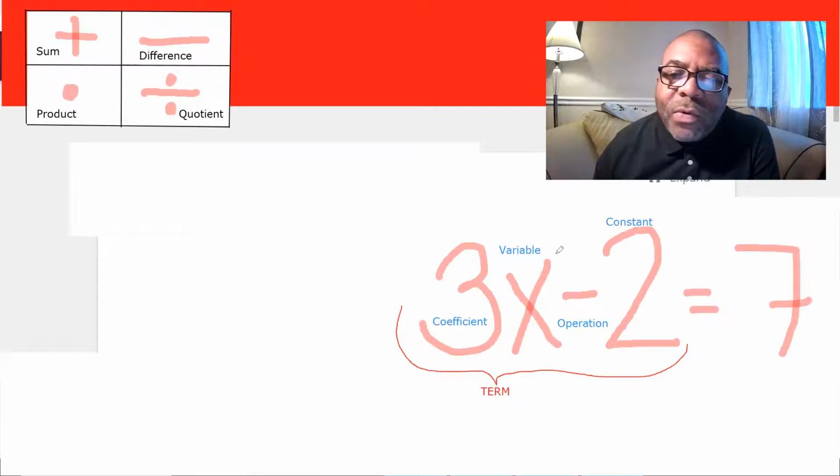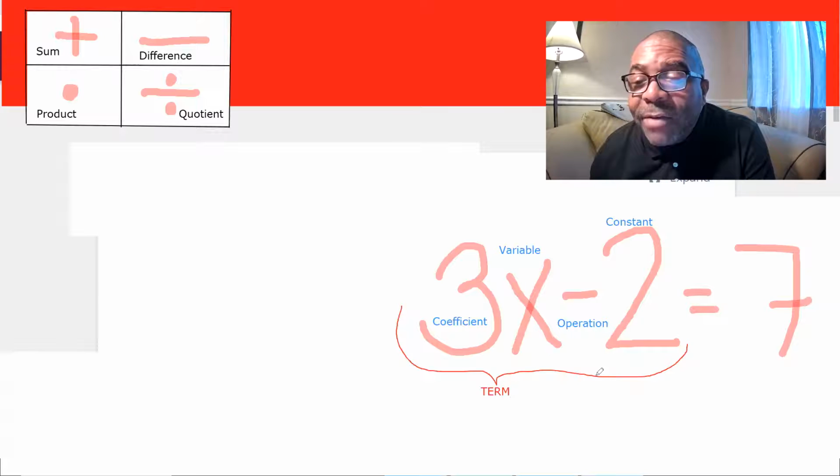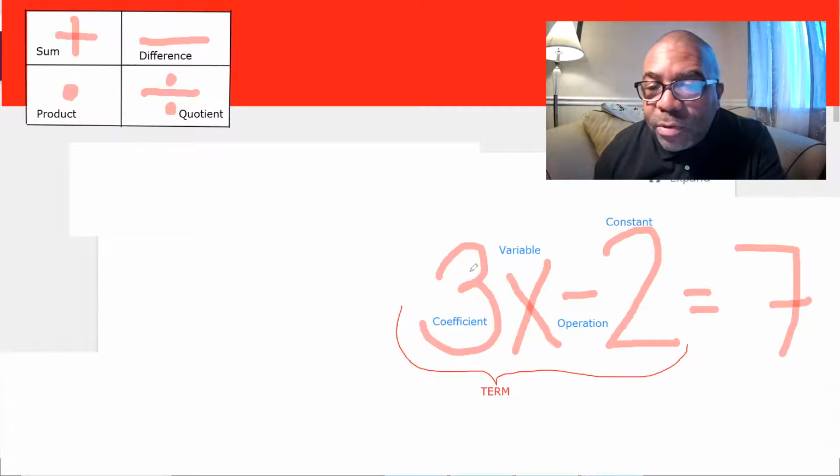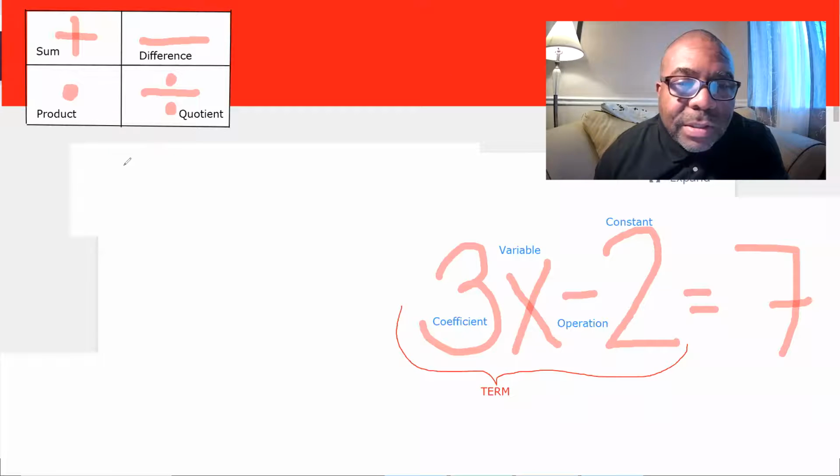Now we want to solve for x. And now we don't have a term, we have an equation. All right, so 3 times x minus 2 equals 7. This is a little ahead of the game. This is some advanced stuff. We're going to get into this in the next few weeks.